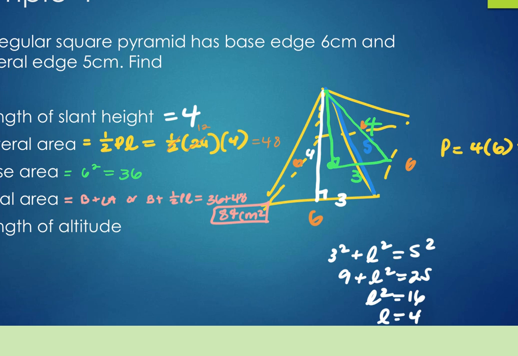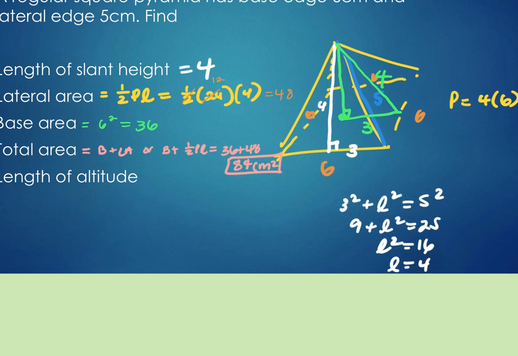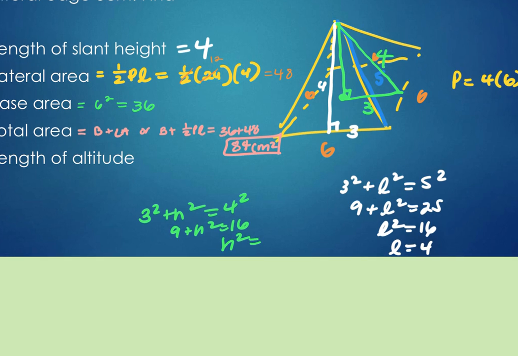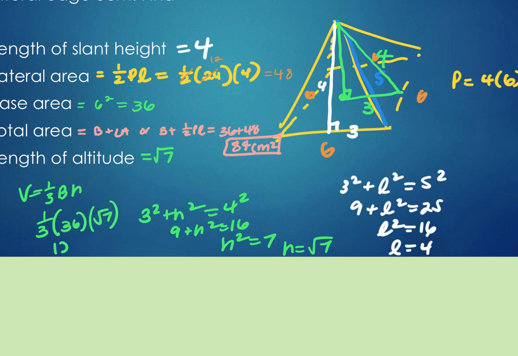How do I find the height? Pythagorean theorem. Good. So 3 squared plus h squared would equal 4 squared. H squared would equal 7. So h is the square root of 7. You would have to do that if it wanted you to find the volume, right? Volume would be 1/3 base area times height. So if I wanted to keep going, 36 times square root 7, I'd get 12 root 7. That would be if it asked for volume.